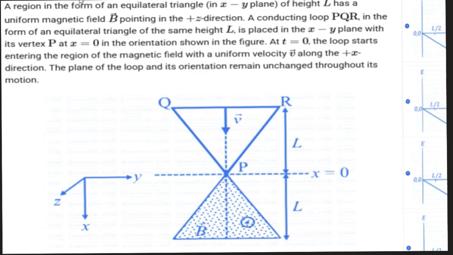The plane of the loop and its orientation remain unchanged throughout its motion, and we have to find the EMF as the loop moves as a function of time. So this is the question.